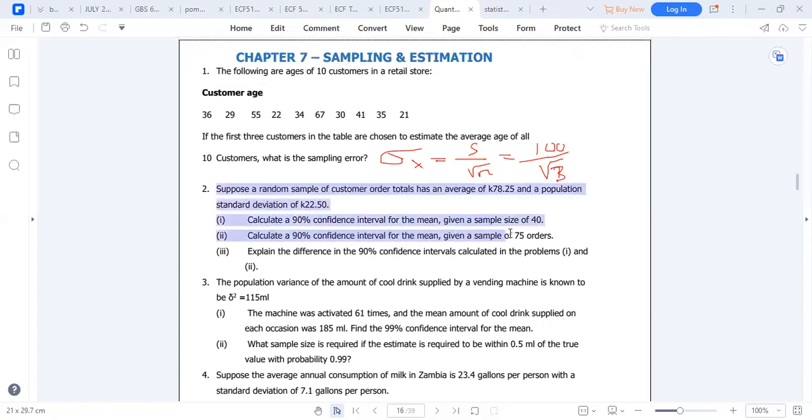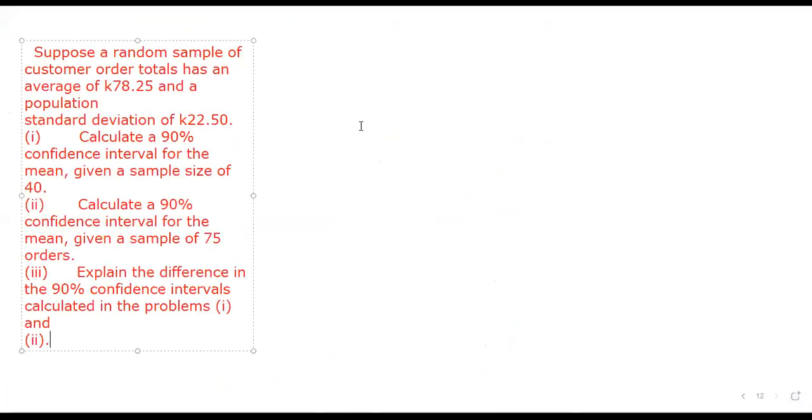Then I'm interested in the second question. The second question has more stuff that I need you to now apply. We are told in this question that a sample has an average of 78.25. So what does that mean? Average means mean, 78.25. What else are we given? Standard deviation is 22.5. But A, find a 90% confidence interval if the sample size is 40.